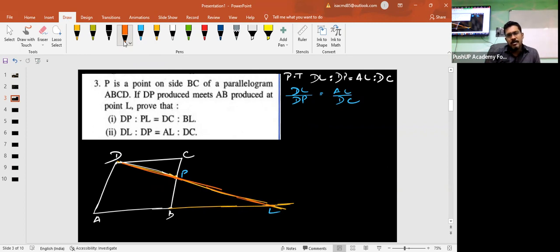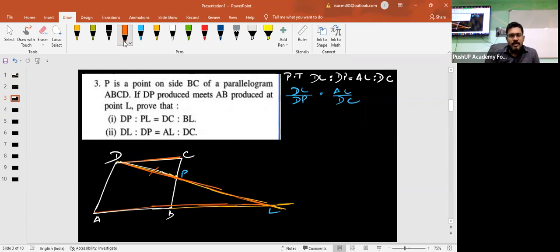DP is a smaller side, yeah. Then AL. AL also will belong to which triangle? The big triangle. Okay. Then DC will belong to which triangle? This triangle. All right.